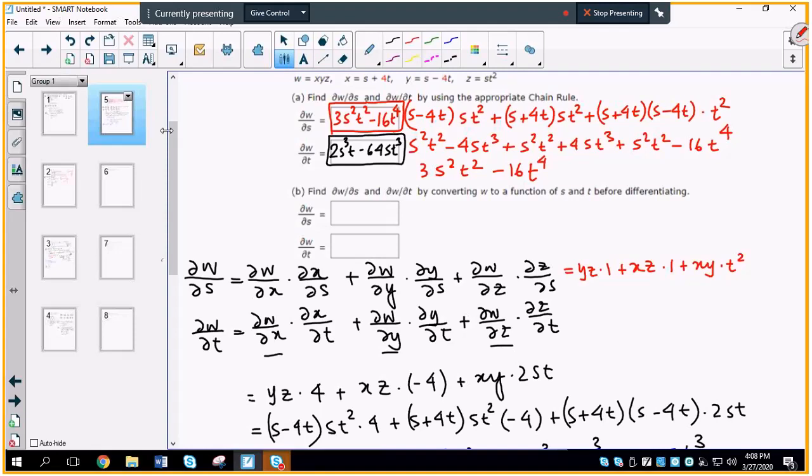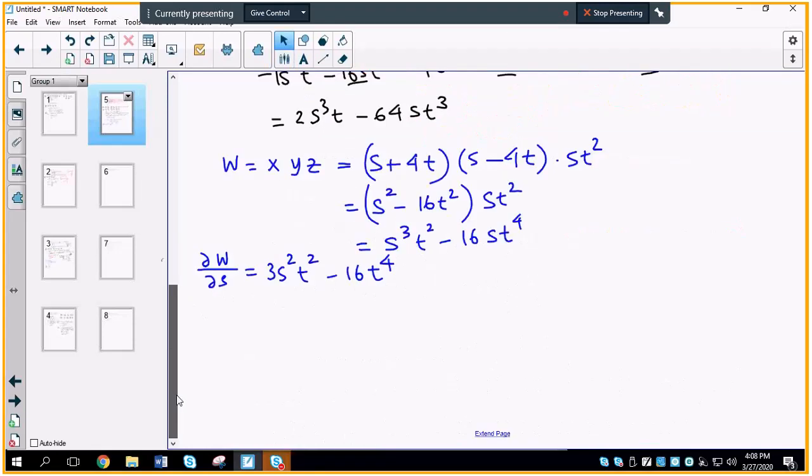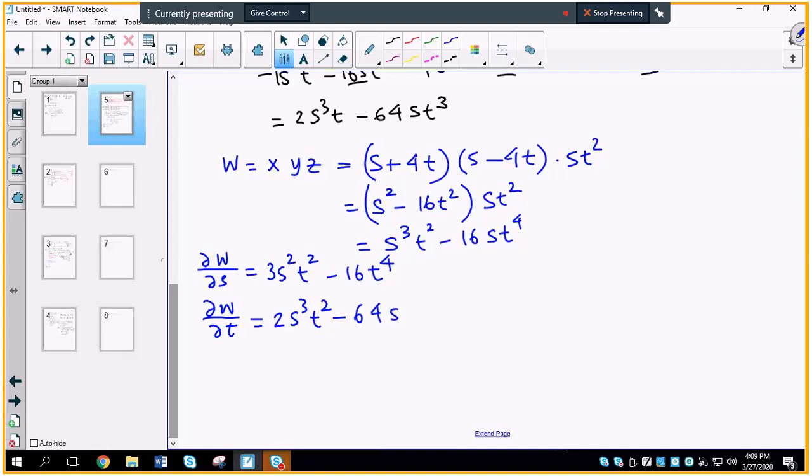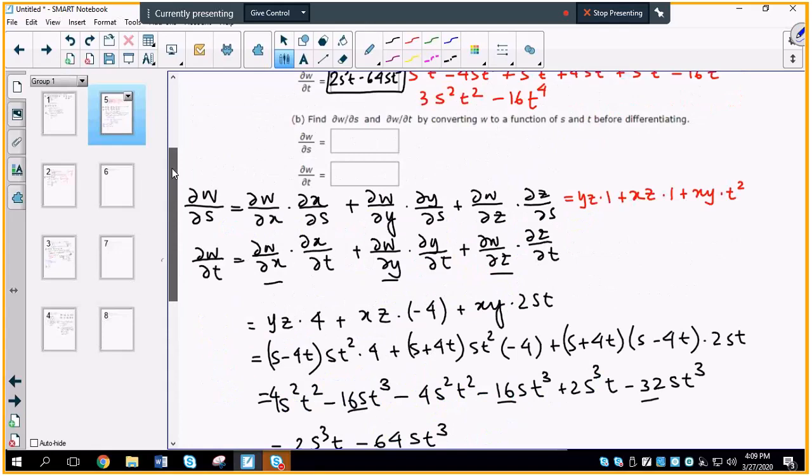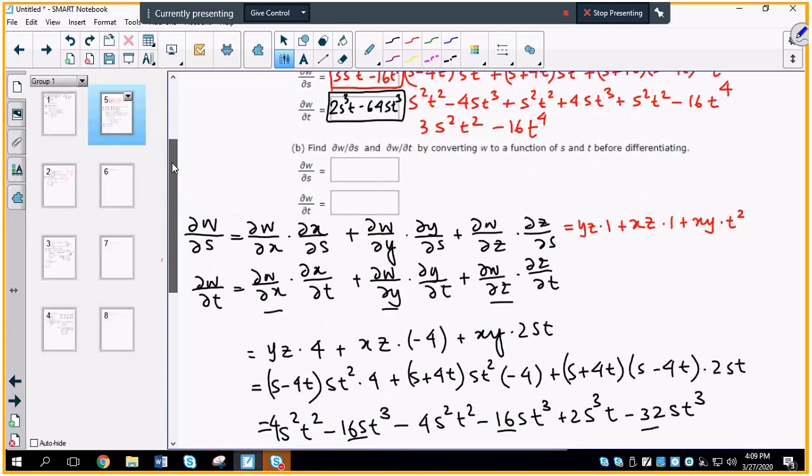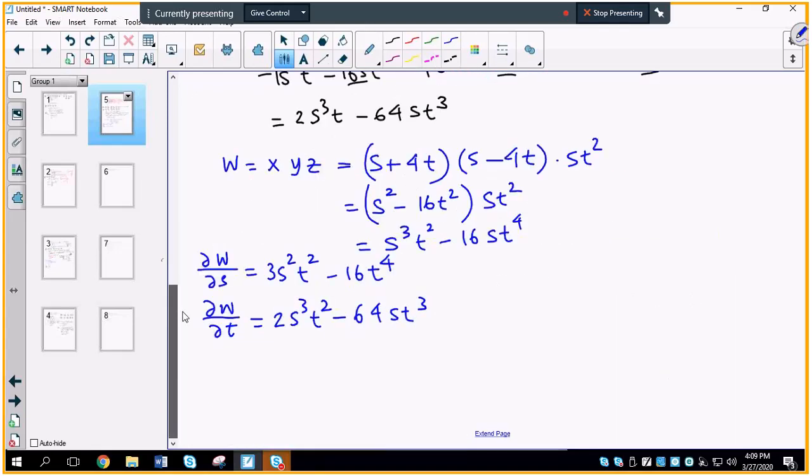So far so good. We'll go back, and the only other thing that we're going to find out is del W del T. So when I'm finding del W del T, you are doing the derivative of the same expression with respect to T. So you get 2 S cubed T squared minus 16 times 4 is 64 S T cubed. So is this what we got in the other way? And 2 S cubed T minus 64 S T cubed. So we're good. And that concludes answering this question.